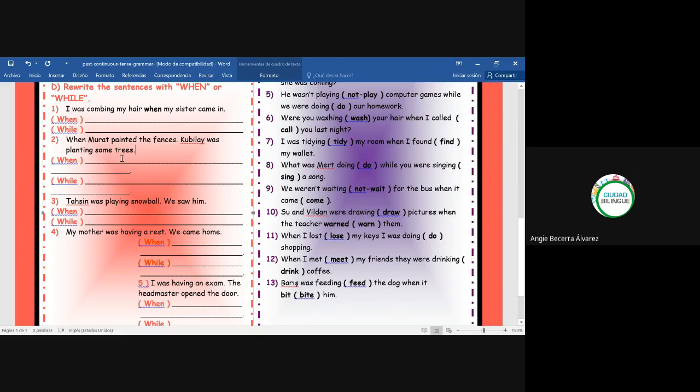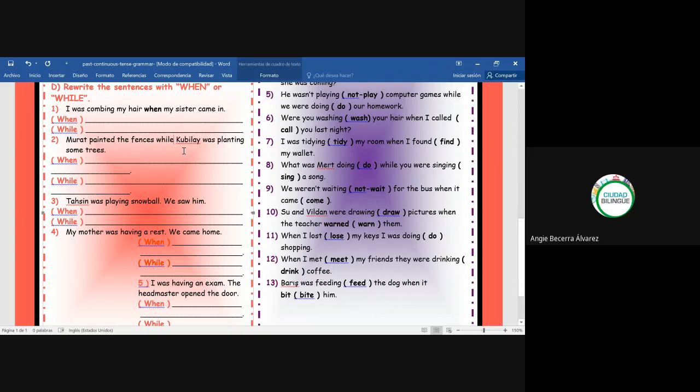planting some trees, right? Y si yo quisiera utilizar while en vez de when, ¿cómo quedaría, Daniel? I think while is not in the middle of the sentence. Yes. While Murat was painting the fences, Kubilay was planting some trees.